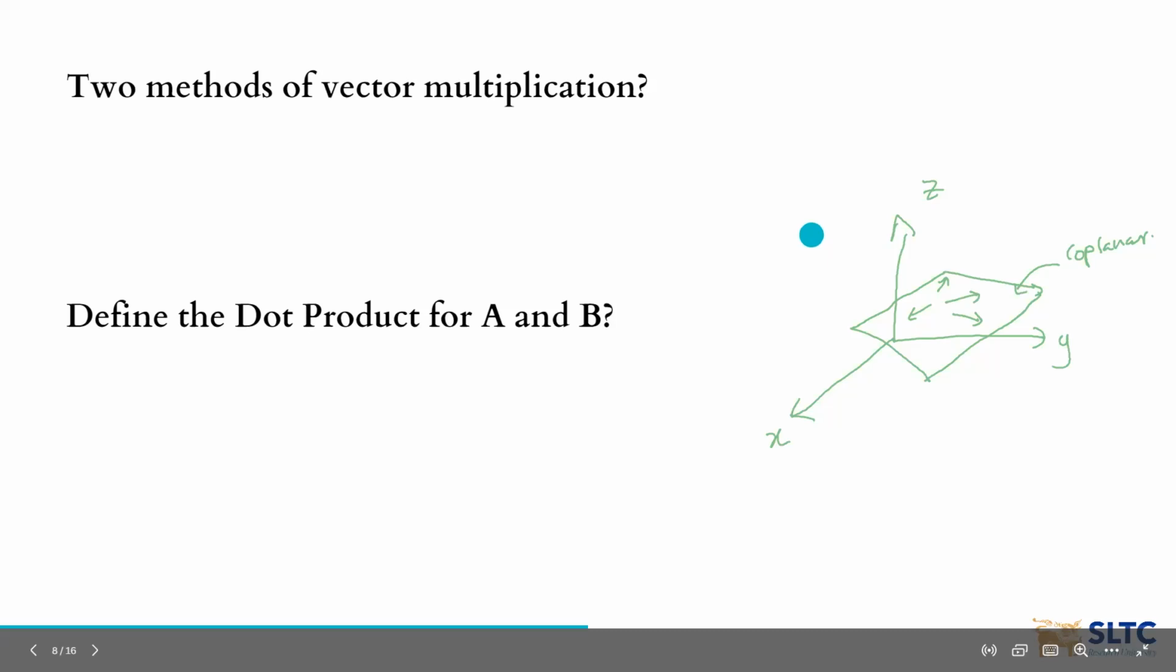Can you tell me what are the two main methods of doing vector multiplication?